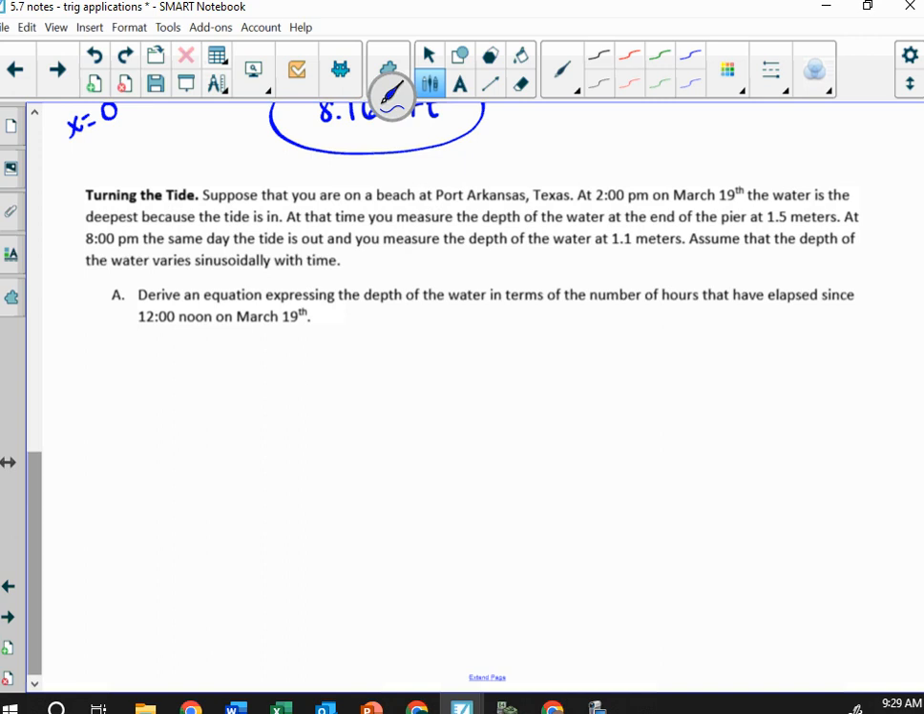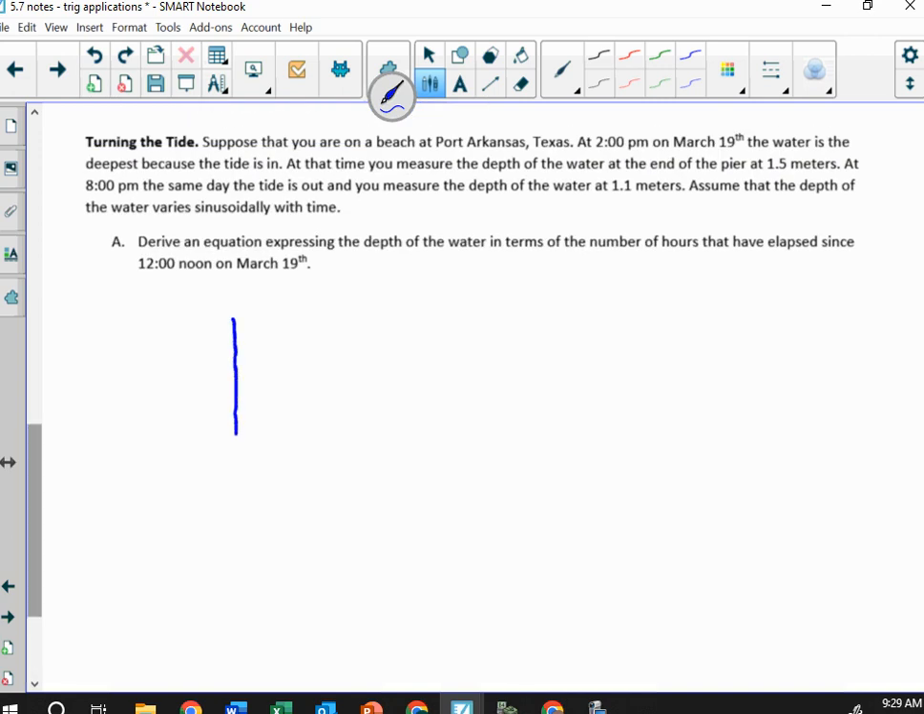The water is the deepest when the tide is in, so we measure it to be 1.5 meters deep. And then 8 p.m., we've spent the whole day at the beach, guys. Now we're measuring the water again. When the tide is out, it is 1.1 meters deep. The depth varies sinusoidally again with time. So we need to write an equation, and we're going to base it on a time starting at noon. So let's make a sketch and see what we can come up with here.